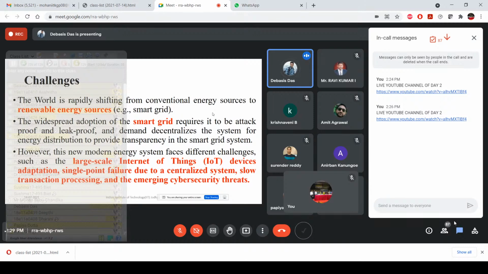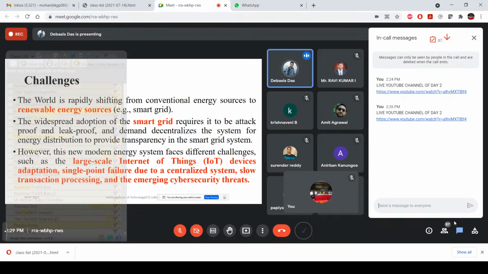Okay, so leakage means you want to share some unit of information but somehow the information leaks. Or you want to request some information. So security has three important things: attack-proof as well as leak-proof, and decentralization of the system for energy distribution, to provide transparency of the smart grid system.